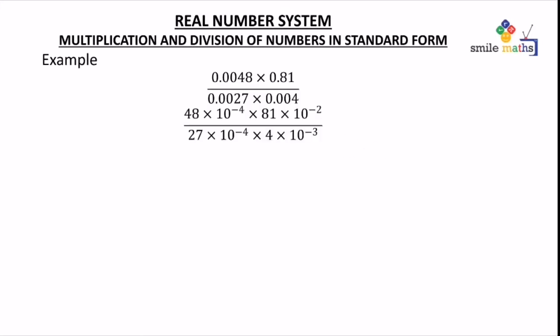So for 48, we moved 4 times to the right, and moving from left to right is going to give us a negative power. So it's going to be 48 times 10 to the power negative 4. Likewise, 81 moving twice, 81 times 10 to the power negative 2. 27 times 10 to the power negative 4. Then for 4, we move thrice, so 4 times 10 to the power negative 4. After doing this, we cancel out.